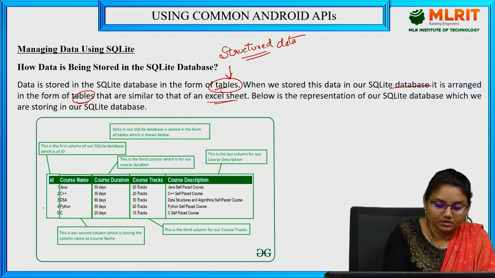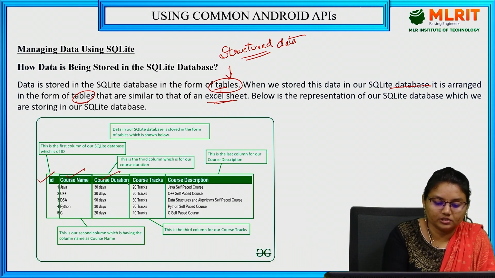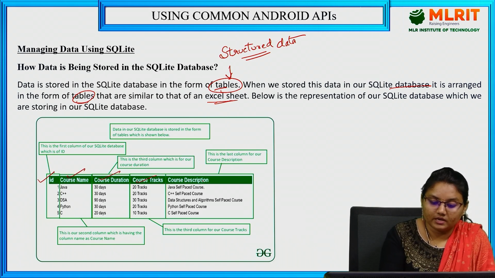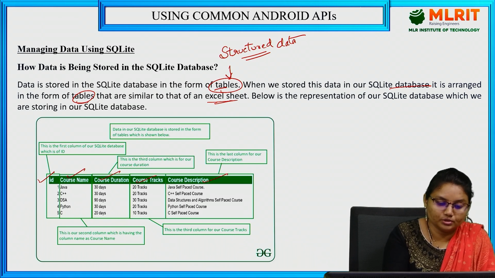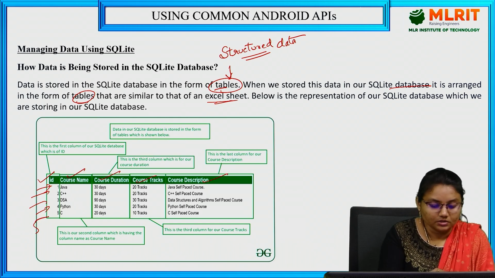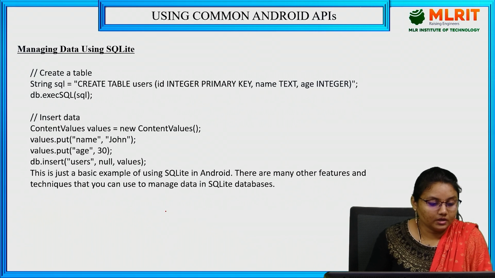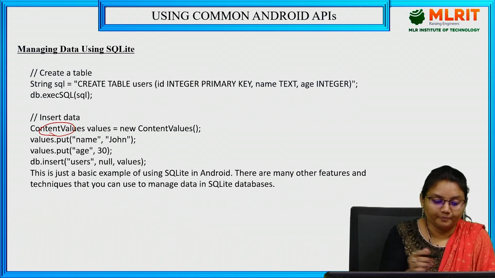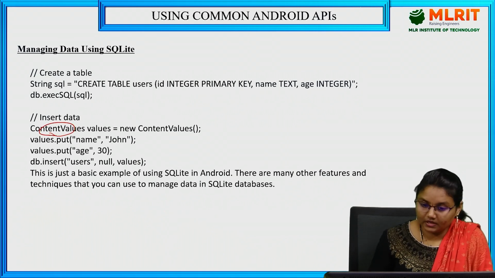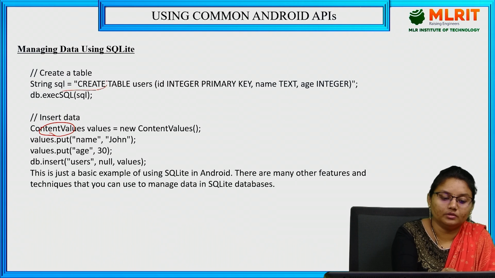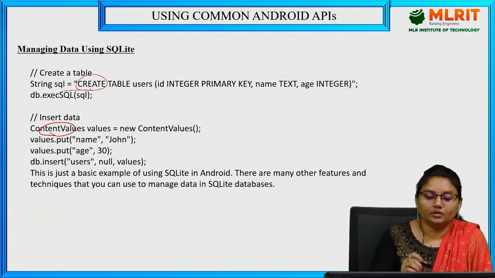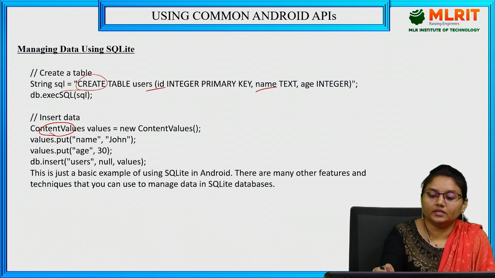This is a table format with ID, course name, course duration, course tracks and course description. These are all stored in the form of tables, and these are all records. How many records are there? Five records are stored. All these values are taken using ContentValues. What headings are you giving? You create them using an SQL query. Here we created ID, name, age.